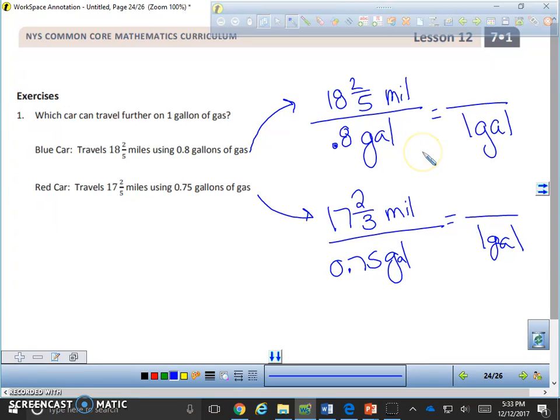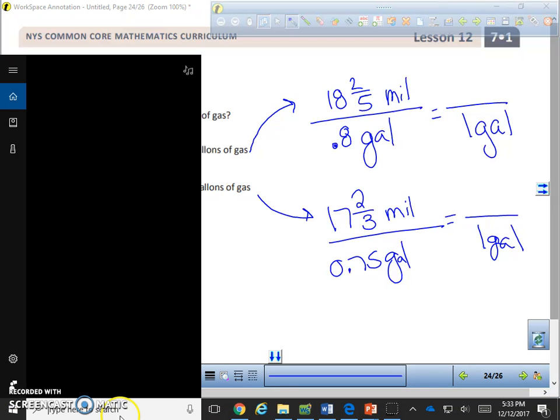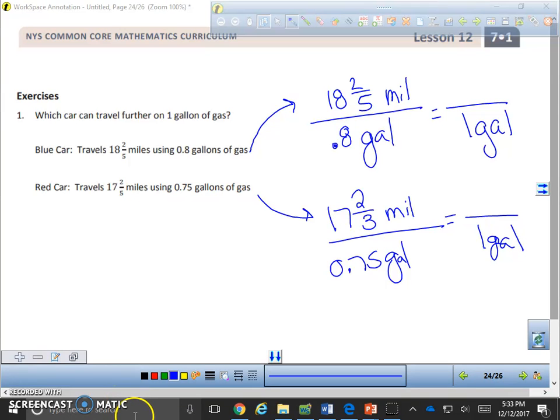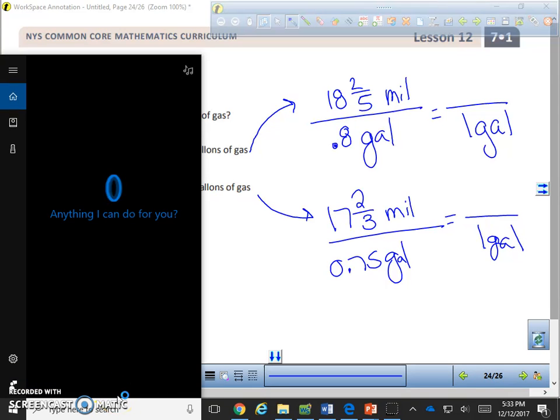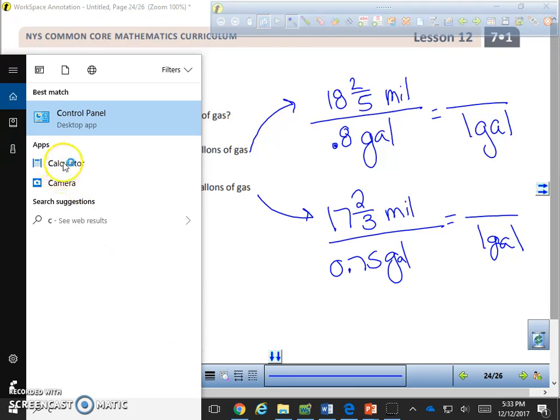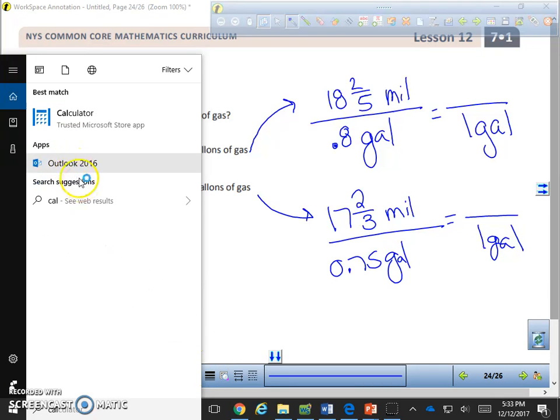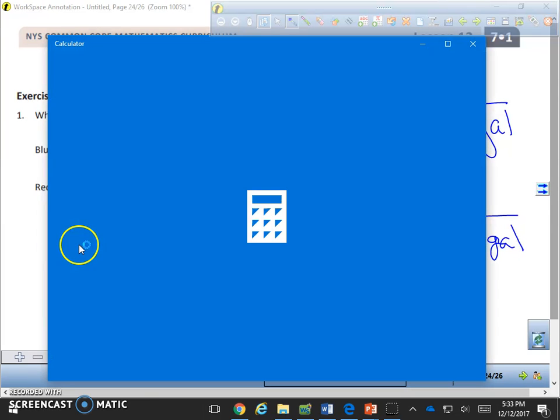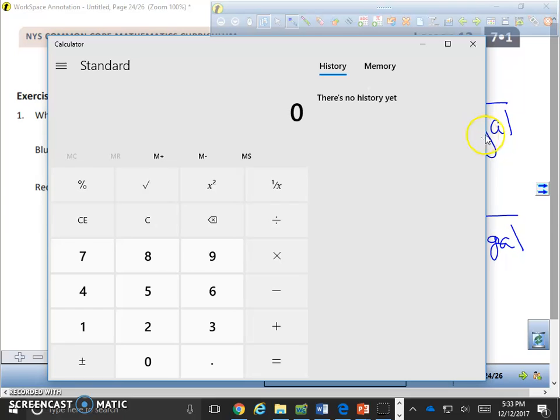Let me go ahead and pull up my calculator so you guys can see what I'm doing on the computer. And we're all on the same page. Let's see here. Calculator. Come on. It's thinking, it's thinking, it's thinking. All right. Ooh, that's too big. Too big. All right.